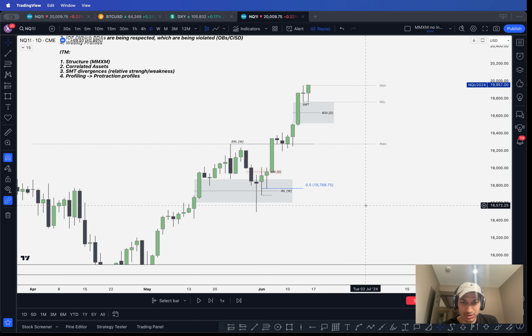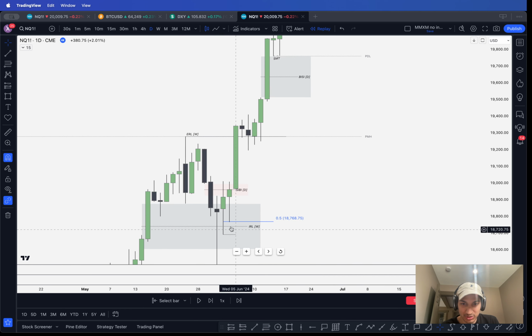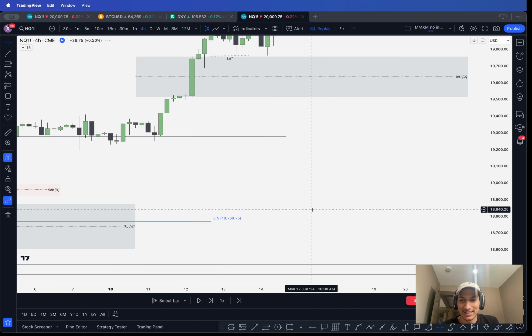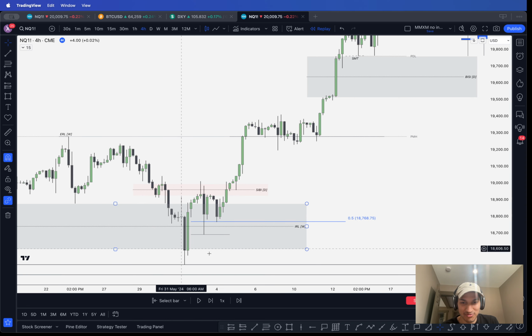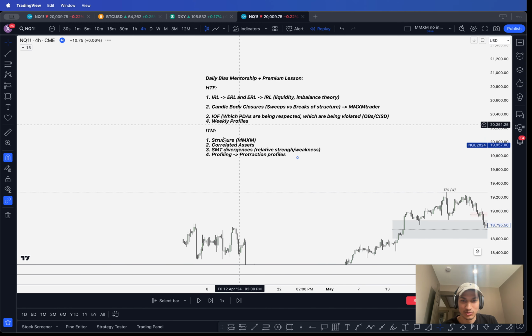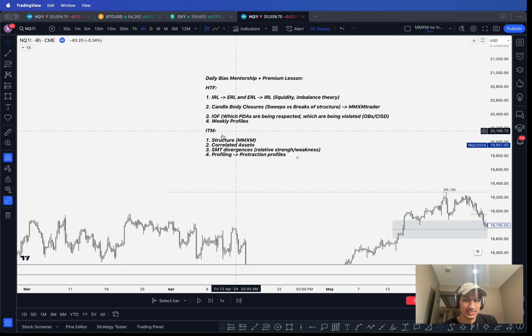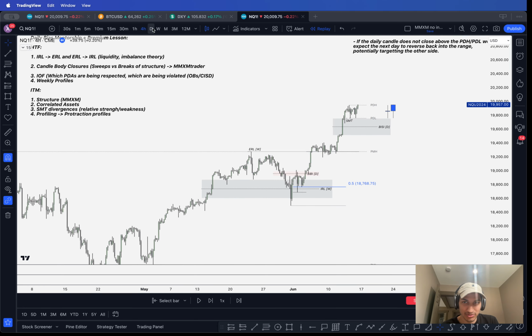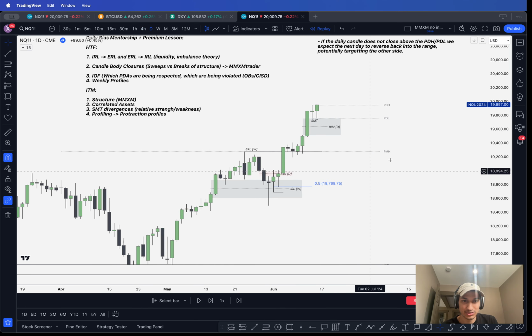But look at how beautifully the consequent encroachment level of the previous day wick is respected, which we'll eventually get to on the lower time frame. That's going to be some more arguments of interest, which we'll discuss, right? We'll be talking a bit about structure, divergences, protraction profiles, but let's just stay on our daily chart for now and keep continuing with the exercise.